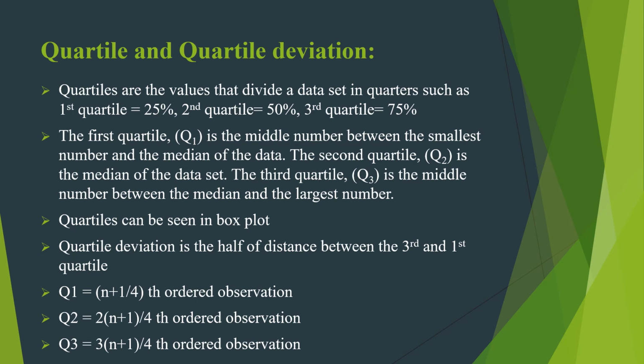Quartiles can be seen in a box plot. Quartile deviation is half of the distance between the third and first quartiles. To find the first quartile, the (n plus 1) by 4 formula is used for the observation order, and similarly for the second and third quartiles.